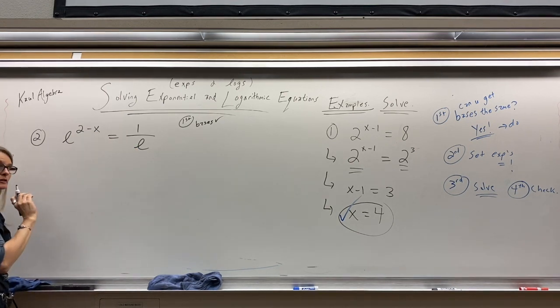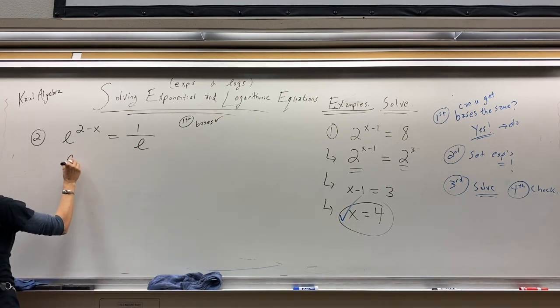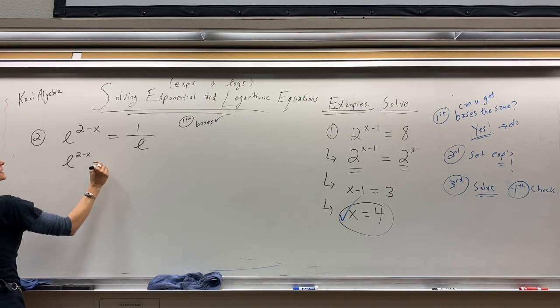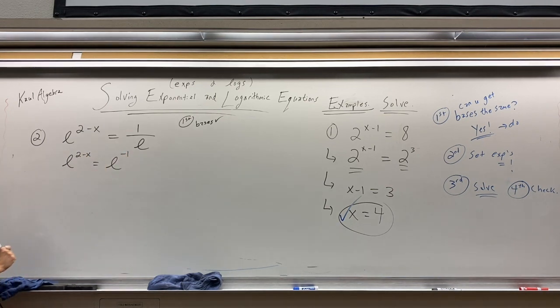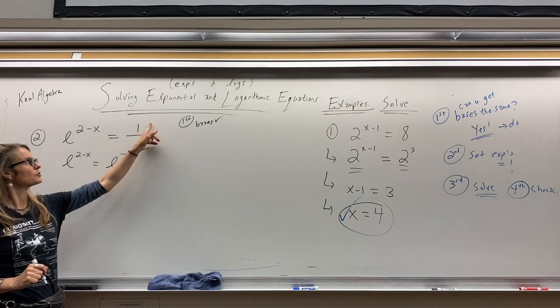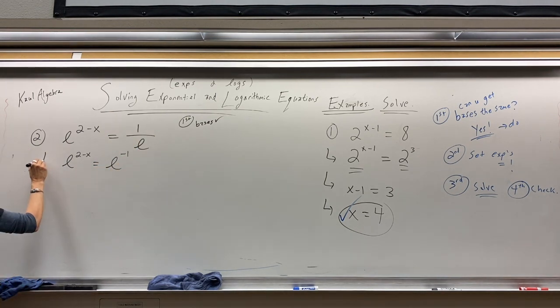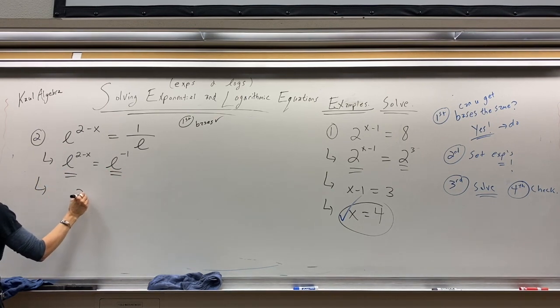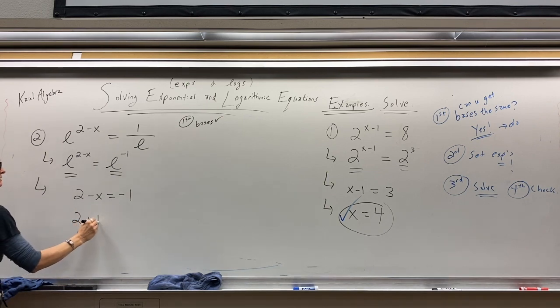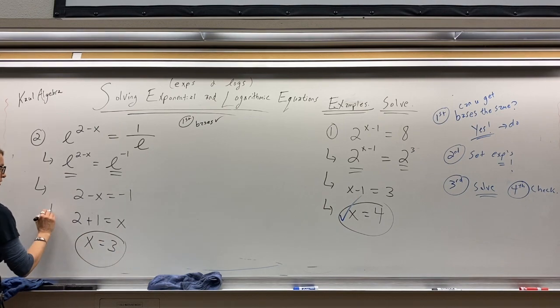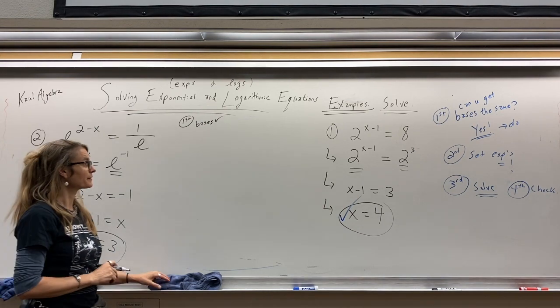So e again is approximately 2.7. So e to the 2 minus x equals e to the negative 1, because this is e to the first power in the denominator. I move it up, becomes a negative. Now my next step is, if I have the bases the same, then I equate the exponents. And I get 2 plus 1 equals x, or x equals 3. That's my final answer. Okay, there you go.